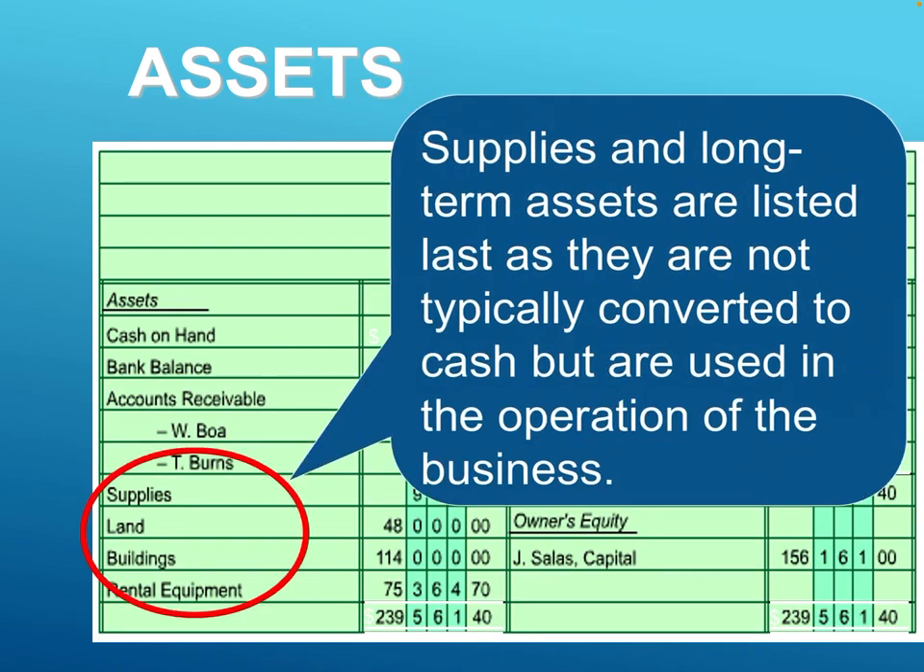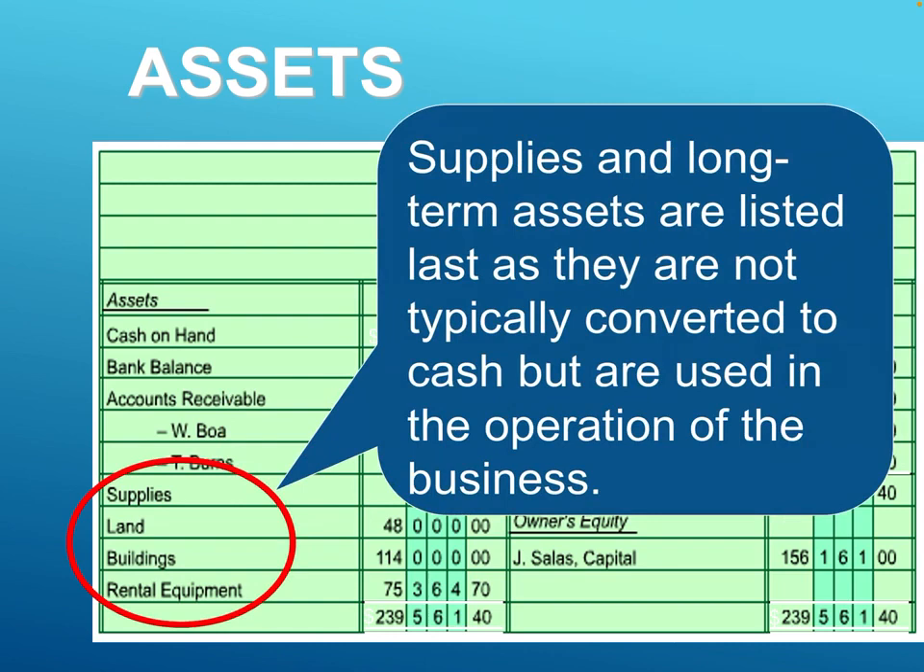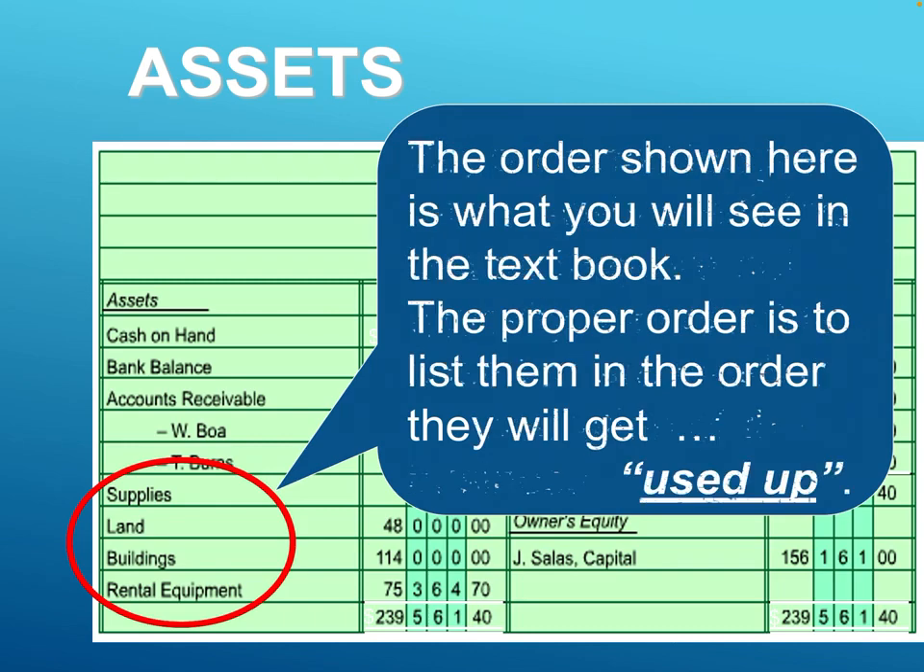Okay. Supplies and long-term assets are listed last, as they're not typically converted to cash but are used in the operation of the business. We usually don't convert these to cash, and so these are what we call long-term assets, and they're typically towards the end. The order shown here is what you'll see in the textbook. The proper order is to list them in the order they will get used up.